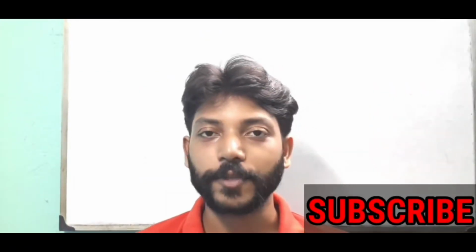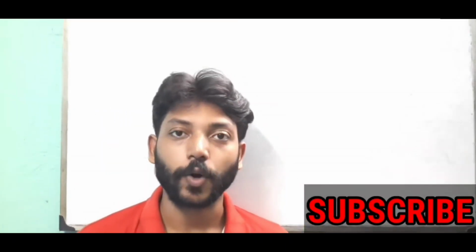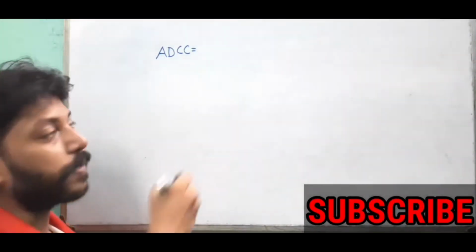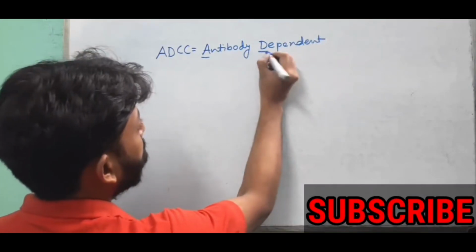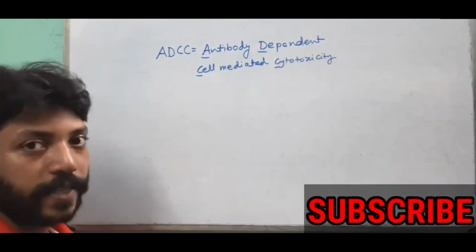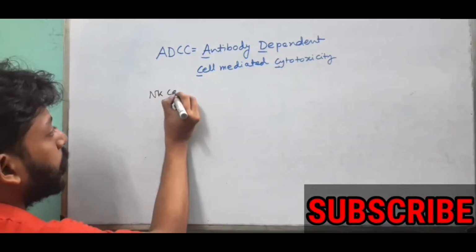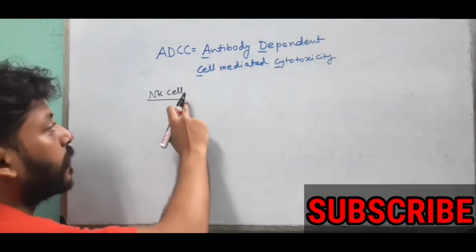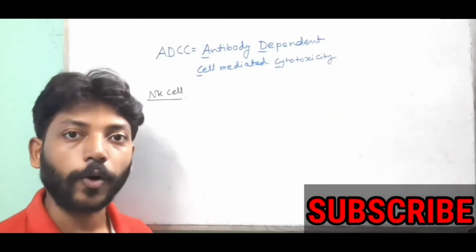In this lecture, I will explain a very important function that is performed by NK cell called ADCC. The full form of ADCC means antibody-dependent cell-mediated cytotoxicity. ADCC is performed by NK cell, means natural killer cell. In this case, the NK cell takes the help of antibody to kill virally infected or tumor cells.